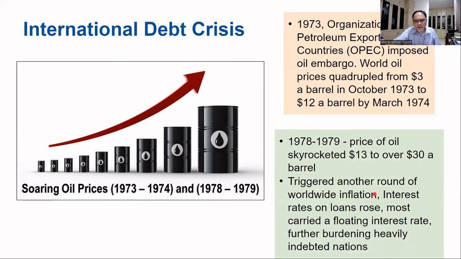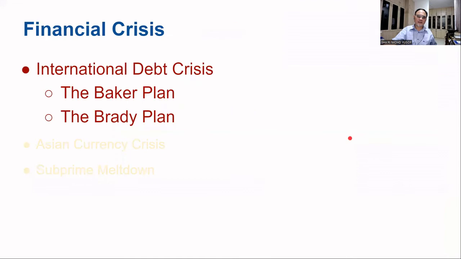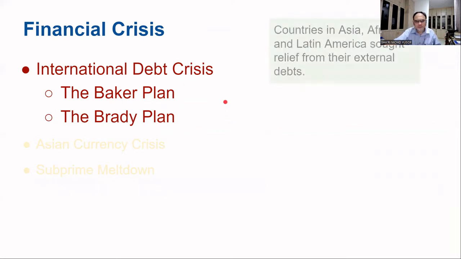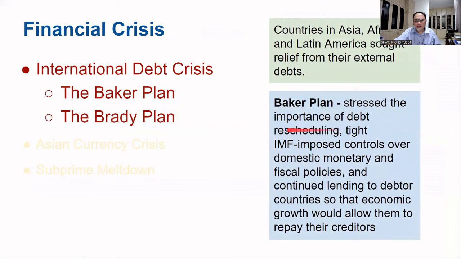So basically, when the price of resources or minerals or raw materials increases, you will have an effect on the economy of all countries, right? So the international debt crisis resulted in debts. When you have this crisis, countries in Asia, Africa, and Latin America sought relief from the external debts.